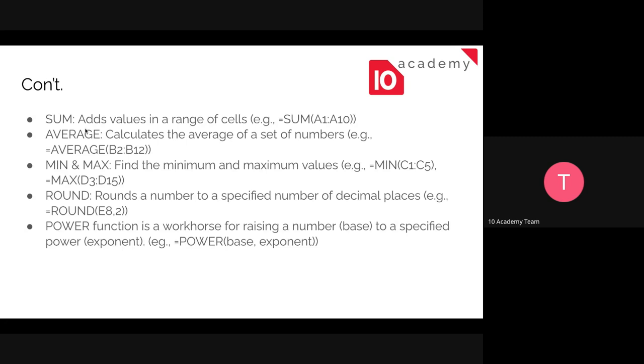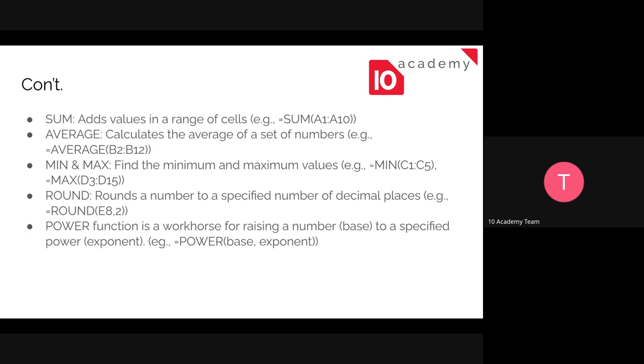We will see an example of the G-sheet functions. We have a lot of them. For example, if you wanted to add values within a different range of sales, you are going to use SUM. As you can see over here in the example, equal sign and then SUM, and then a bracket from A1 to A18. So this function will return the sum of the data from A1 to A18.